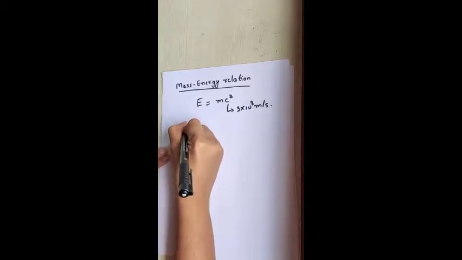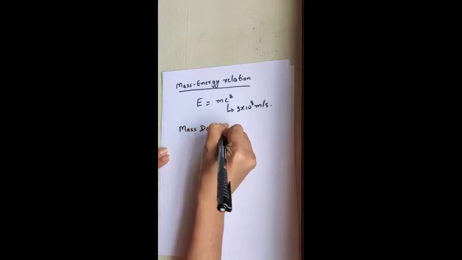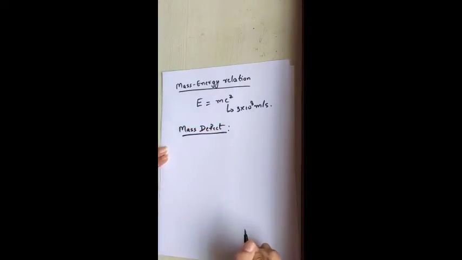So next, mass defect. What is this mass defect? Mass defect is the difference between the predicted mass and the actual mass of an atomic nucleus. The binding energy of the system can appear as extra mass, which accounts for this difference.